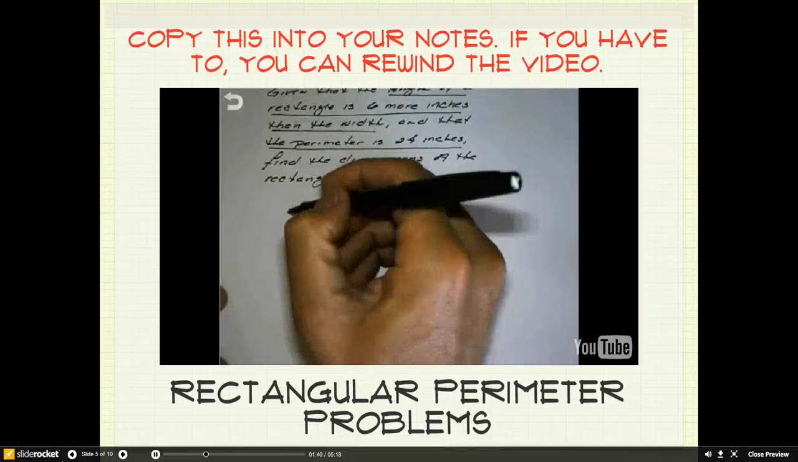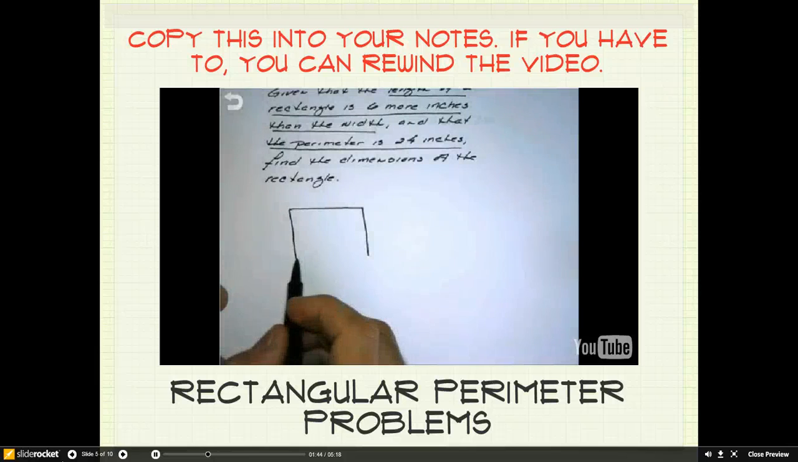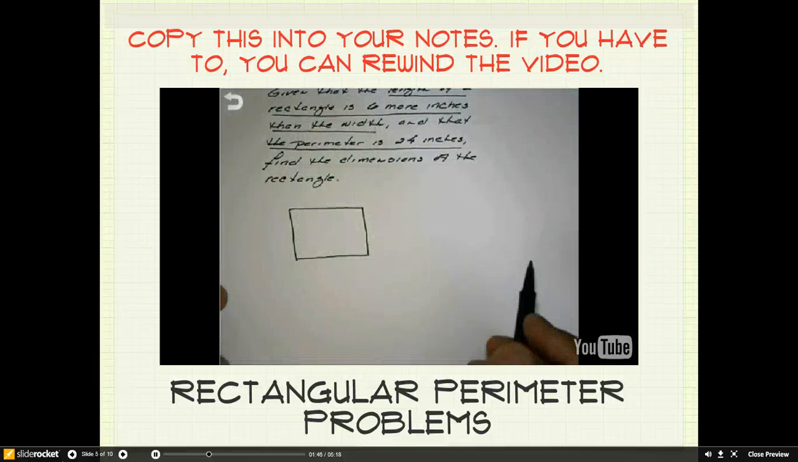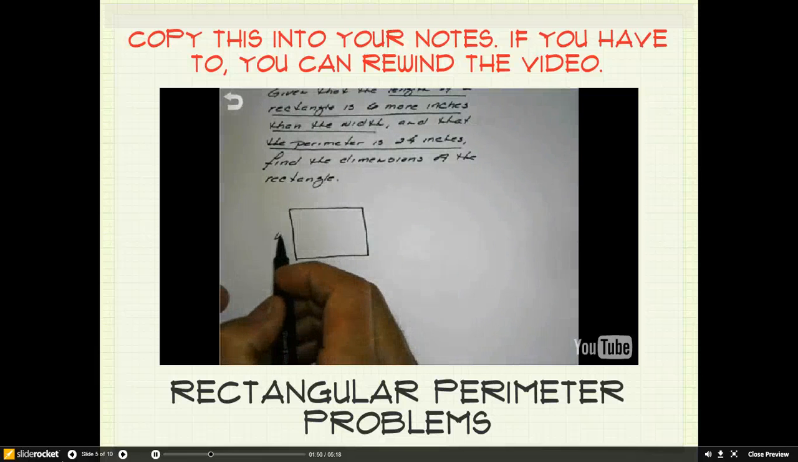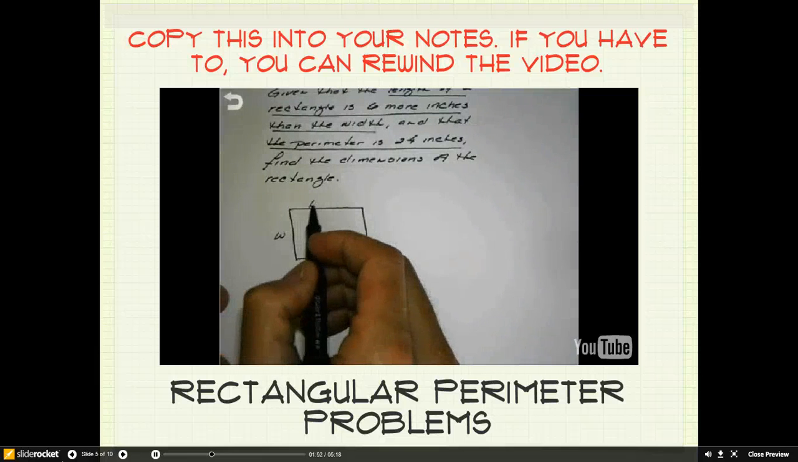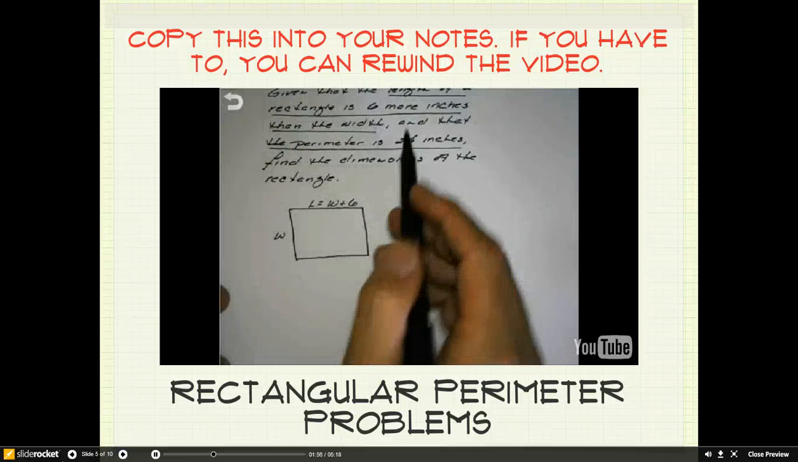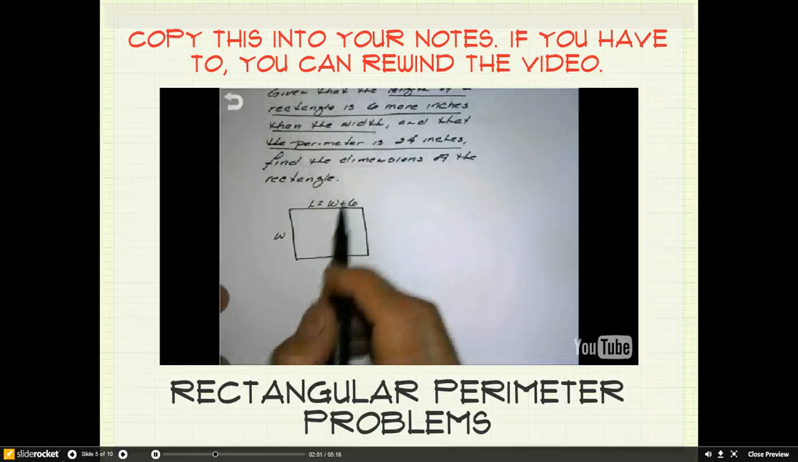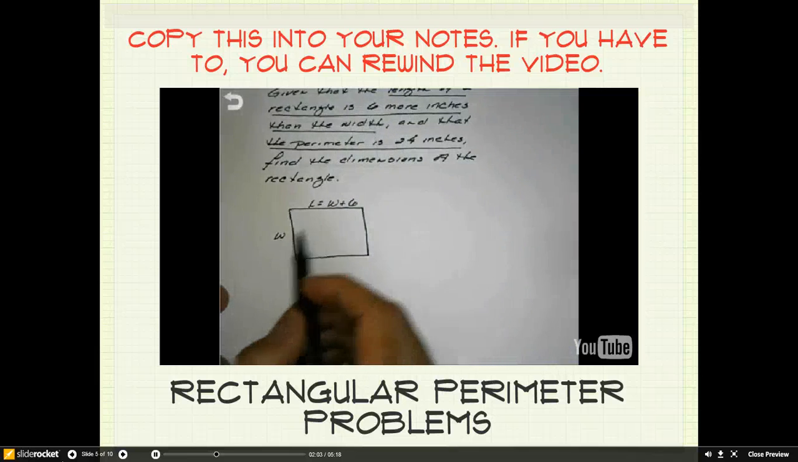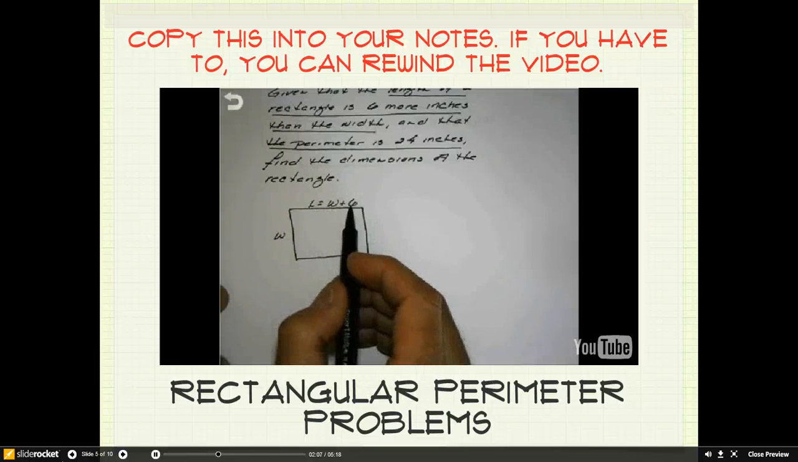In these problems, you always want to draw the picture. As often as you can, draw the picture, because it's going to help you understand and process what you need to know. Well, what I know is I've got a width, and that the length is equal to the width plus 6 inches, because the length is 6 more inches than the width. So here's my width, and the length is equal to W plus 6, or the width plus 6 more inches.